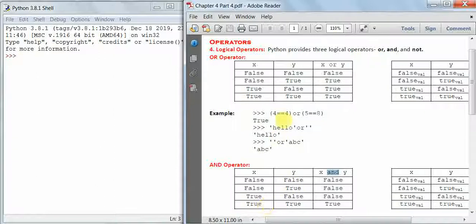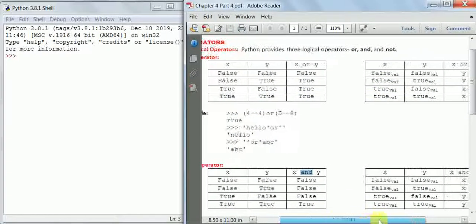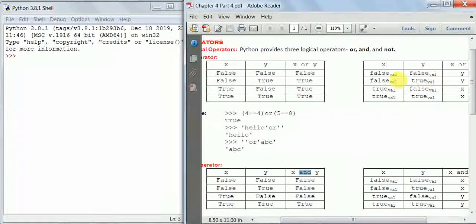This is based on conditions, and the side one, this truth table, is mainly for when values are given. In OR, if both the values are false, then the output is the second value. If one of the values, the second value, is true, then the true value will be the output, and here also the true value is the output. In the last one, when both the values are true, then the first value is the output.